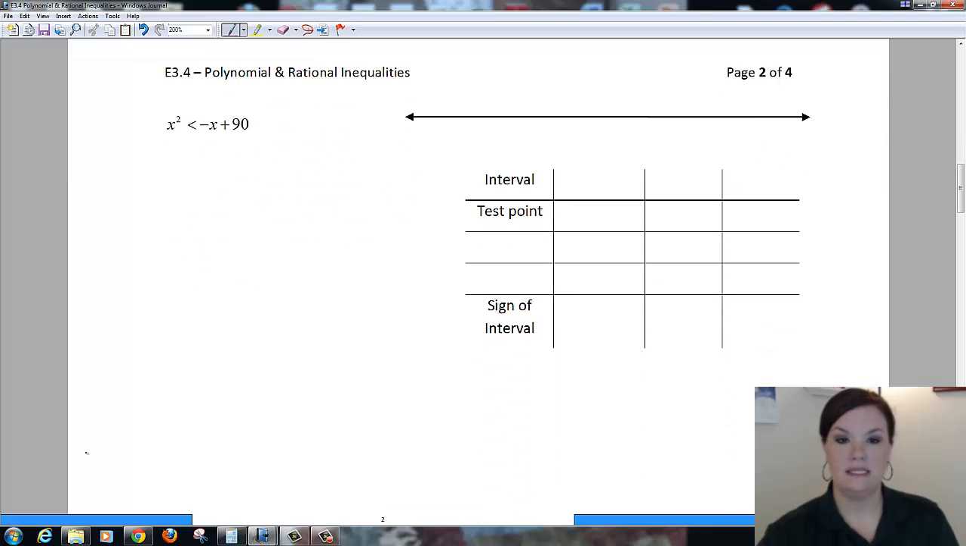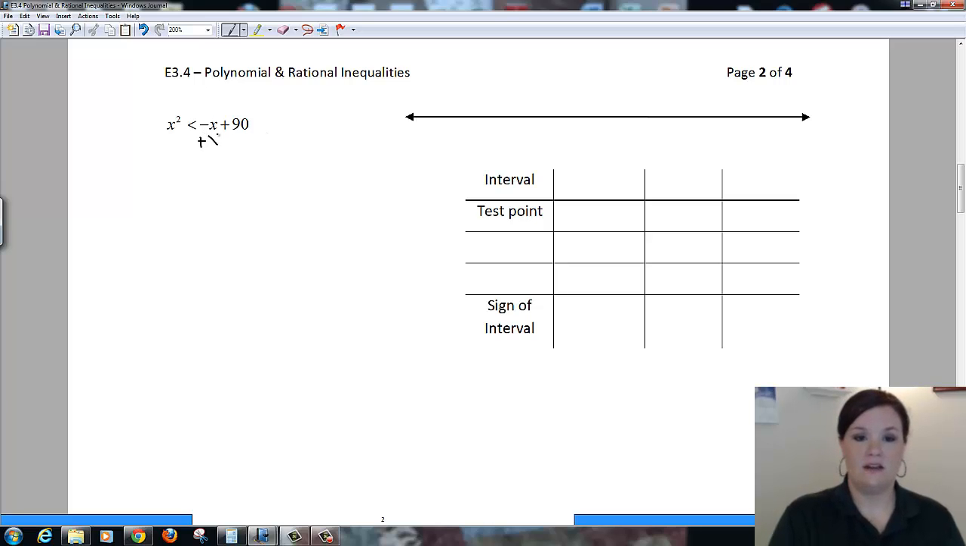When we look at this next one, this one again is not rational, meaning we don't have fractions, but it's not in standard form. To get it in standard form, I need to move everything to one side so that it's equal to 0. So I'm going to move my x and my 90 to the other side by adding x and subtracting 90.